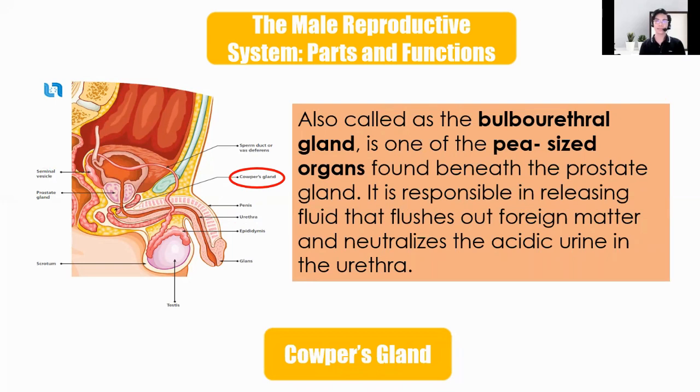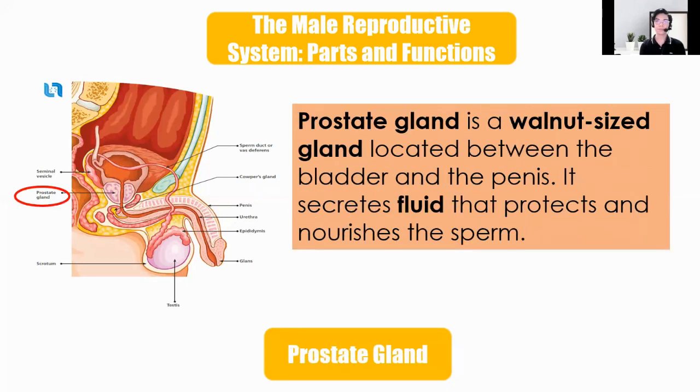Cowper's gland, also called the bulbourethral gland, is one of the pea-sized organs found beneath the prostate gland. It is responsible for releasing fluid that flushes out foreign matter and neutralizes the acidic urine in the urethra. Prostate gland. Prostate gland is a walnut-sized gland located between the bladder and the penis. It secretes fluid that protects and nourishes the sperm.